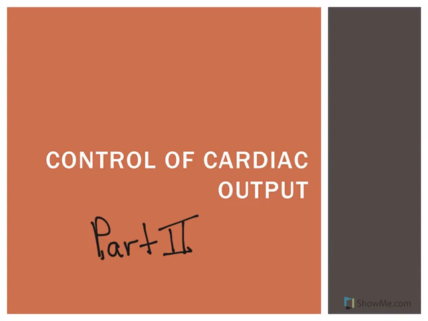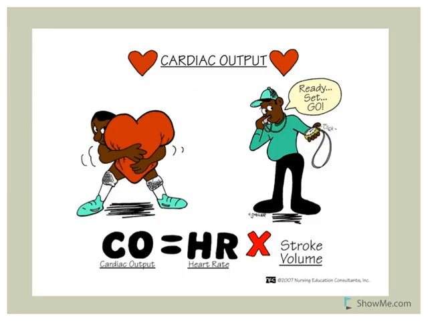Now this recording is going to look at the control of cardiac output, but it's the second part. The first part we did an introduction to the cardiac output, looked at the autonomic nervous system and other factors that could affect heart rate. This one's going to address the factors that affect stroke volume. So as a reminder again, cardiac output is equal to heart rate times stroke volume. So cardiac output is a rate, the volume of blood that's being ejected from the heart every minute.